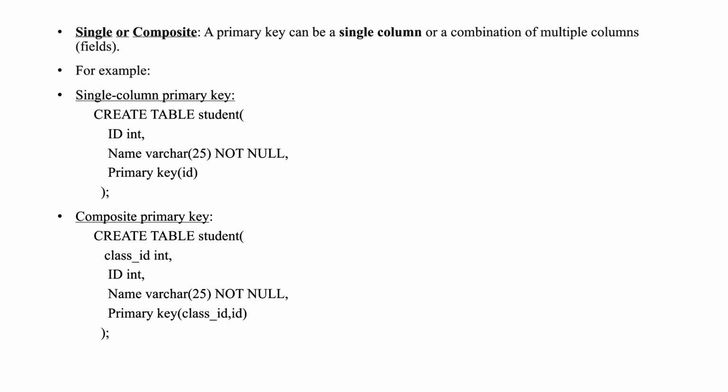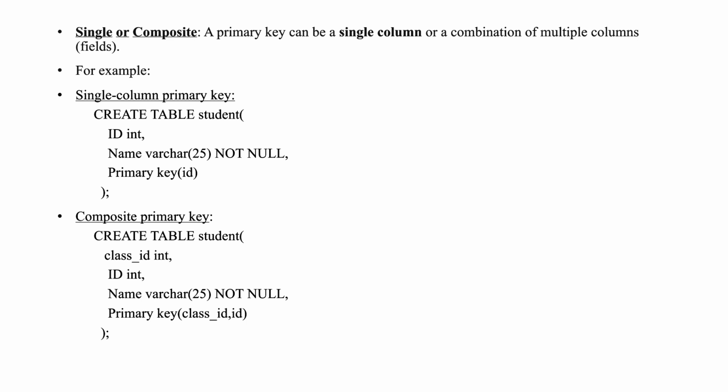Single or composite primary key. A primary key can be a single column or a combination of multiple columns. Example, single column primary key means you are applying primary key on only one column. Composite primary key: in composite primary key we are creating only one primary key and applying it on two or more columns.